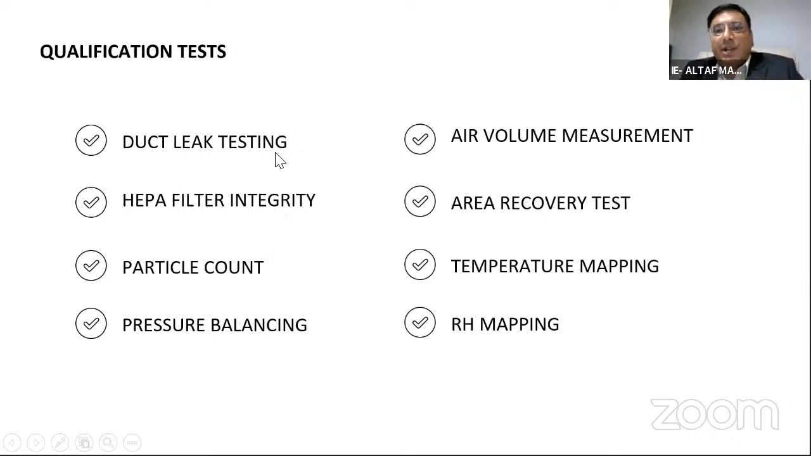Duct leak testing is one time. HEPA filter testing is every 6 months. This is again at 6 months. Area recovery and particle count is again every 6 months.